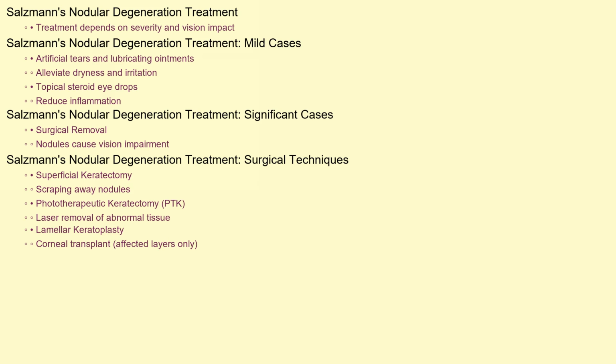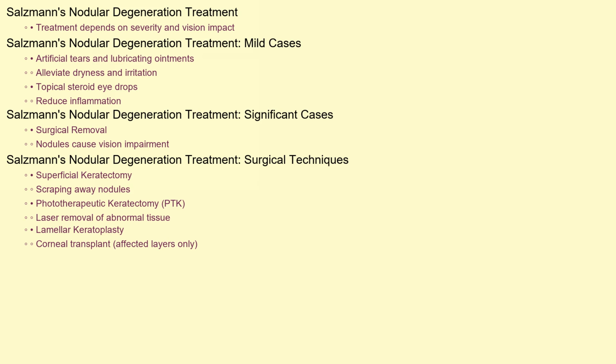The treatment for Salzmann's nodular degeneration depends on the severity of the symptoms and the impact on vision. In mild cases, artificial tears and lubricating ointments may be sufficient to alleviate dryness and irritation. If inflammation is present, topical steroid eye drops may be prescribed. For more significant cases, where the nodules are causing significant vision impairment, surgical removal may be necessary.